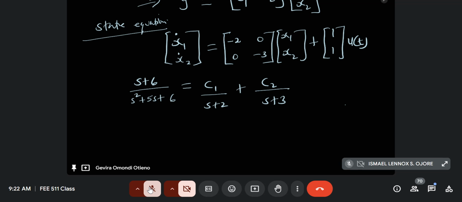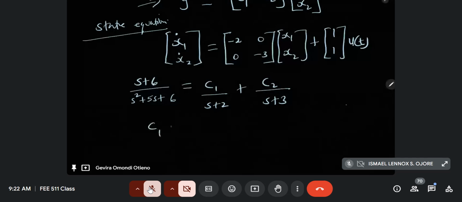I am already late for a meeting, so solve this, obtain your C1. Yes, C1 is 4, C2 is minus 3. Once you obtain that, then you can write your output equation, because it's C1, C2. So it will just be 4 minus 3 of x1, x2. So now the diagonal canonical form consists of this part and this part. That forms the diagonal canonical form.